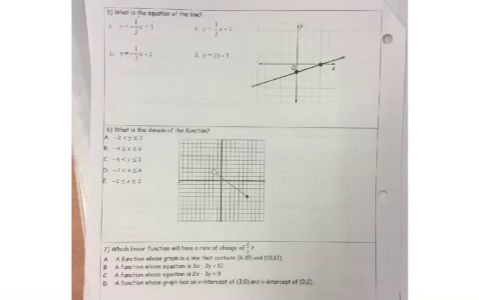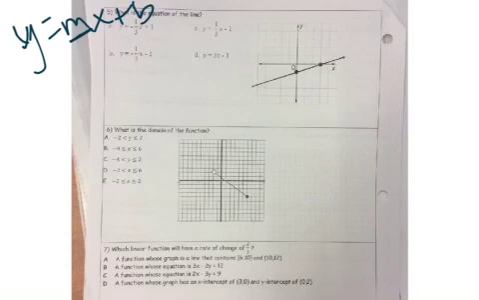All right, let's look at number 5, 6, and 7. Number 5, what is the equation of the line? Now look at your answer choices. All of these answer choices are in slope-intercept form, which is y equals mx plus b. So that means I need to know m and I need to know b.